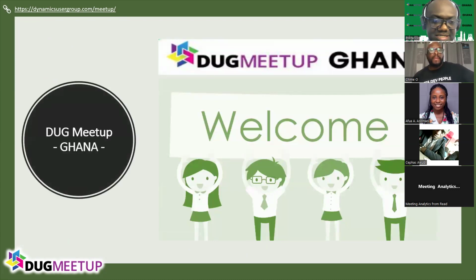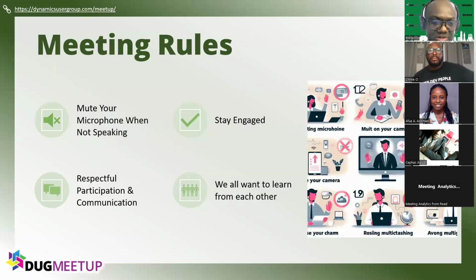Let me also set some ground rules. As much as we are in the community, we should respect the opinions of each other. As this meeting goes on, we mute our microphone when we are not speaking. We should stay engaged, respectfully participate, and at least communicate. At the end, there will be Q&A if there's any question. The main agenda is that we all want to learn from each other and reskill, upskill, and gain knowledge. That's the main agenda for this community.